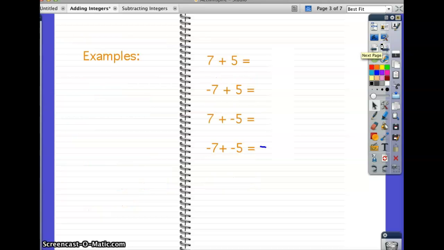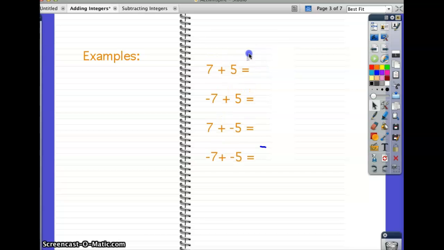More examples. Here you've got positive 7 plus 5, so in this case your answer would be 12. Next you've got negative 7 plus 5. Signs are different, so you subtract and keep the sign of the larger number. In this case 7 is larger than 5 and it's negative, so your answer is negative 2. Then you have positive 7, negative 5. Again, signs are different, so you subtract and keep the sign of the larger number. So in this case it's positive 2.